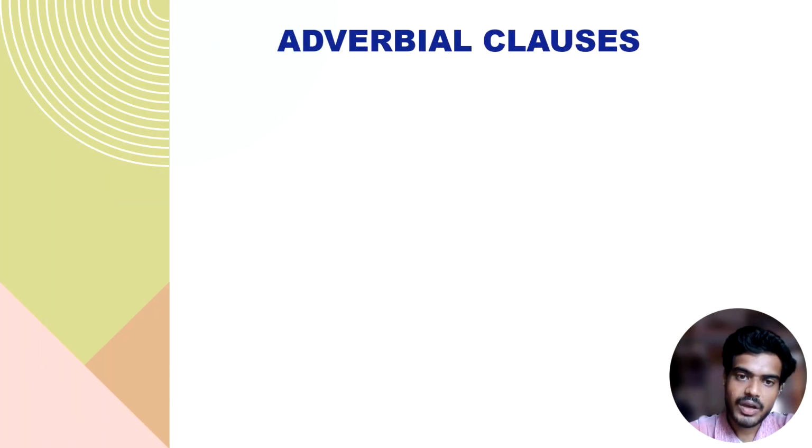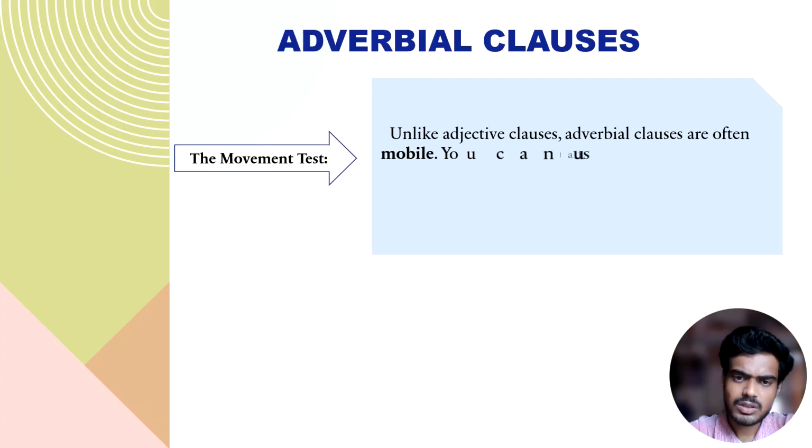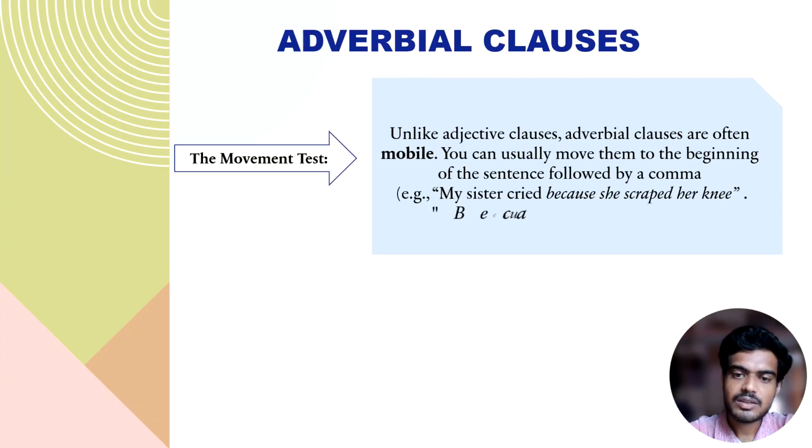Next, we have adverbial clause. In adverbial clause, the easiest way is the movement test. If we can move a clause to the beginning of the sentence followed by a comma, this is an adverbial clause. Let's check it with an example.